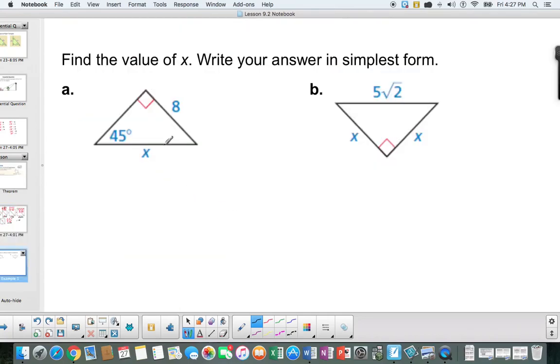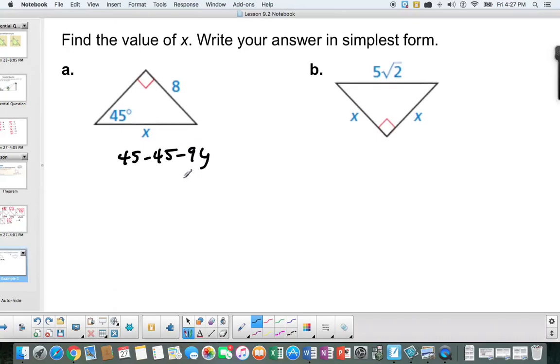So this is a 45, 45, 90 triangle. We can't use the Pythagorean theorem because we don't know two sides. But we can use this idea of the ratio. We know a 45, 45, 90 triangle has the ratio x, x, and x root 2. But we're going to make it even simpler and say 1, 1, root 2.